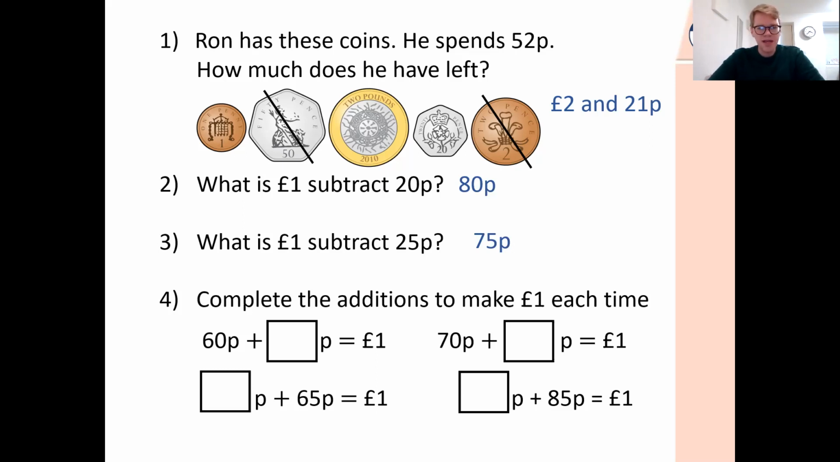We need to complete the additions to make £1 each time. So what is it we're adding to each of these amounts to total £1? Pause the video here, just write those ones down and come back to me. Okay, we've got here 40p, 30p, 35p, and 15p.